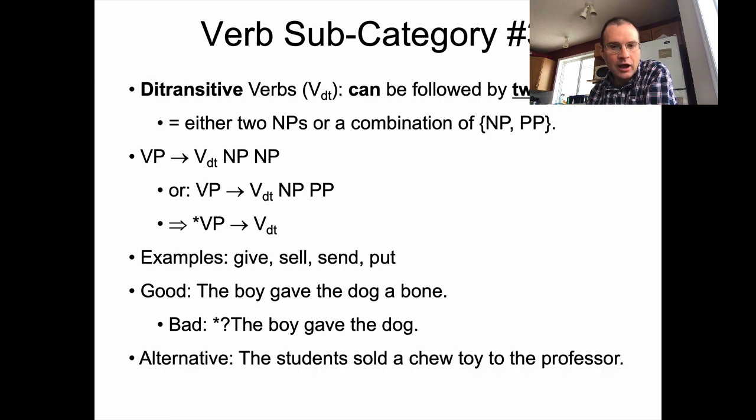Or you can say the student sold a chew toy to the professor. The student sold the professor a chew toy, so on and so forth. It would, again, be tricky to say the boy gave the dog or the student sold a chew toy just by itself. It'd be really weird to say the student sold to the professor without saying something else, or the boy gave to the homeless shelter. Yeah, maybe. Give is a little flexible here. These others, not quite so much. Either way, what you're getting out of this is a case where you can have a verb which basically takes two objects or two complements.